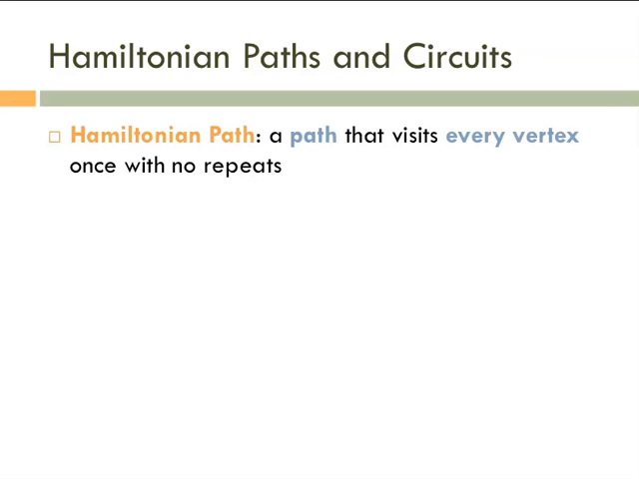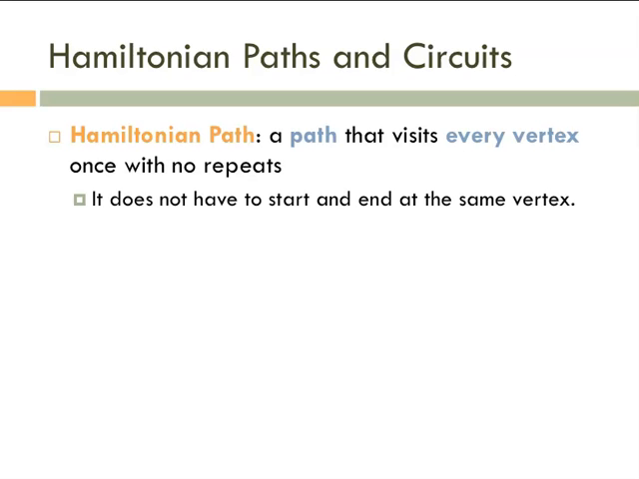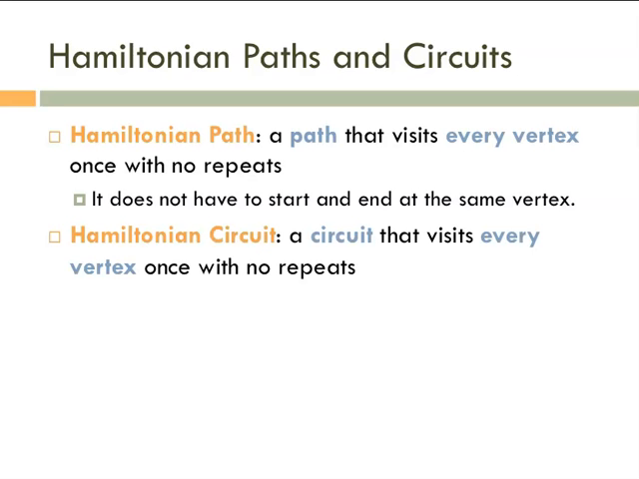Now for a Hamiltonian path, because it is a path, it does not have to start and end at the same vertex. On the other hand, a Hamiltonian circuit, which is a circuit that visits every vertex once with no repeats, must start and end at the same vertex.